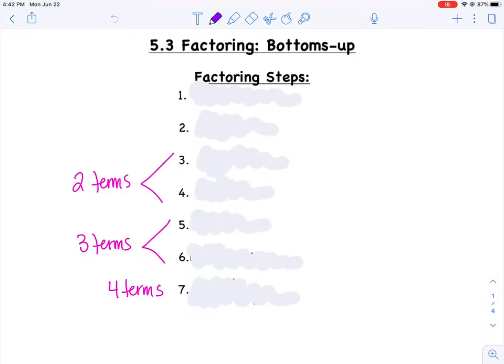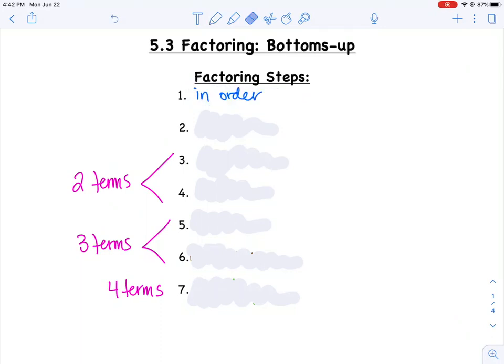Right, in section 5.3, we're going to be continuing our discussion on factoring, and this time we're going to talk about a technique I like to call bottoms up, but there are lots of different techniques that teachers use for this type of factoring. This is just one of them, okay? Now remember the 7 steps of factoring. Anytime we ask you to factor anything, you should be following these 7 steps no matter what.